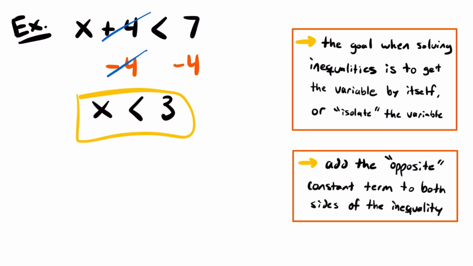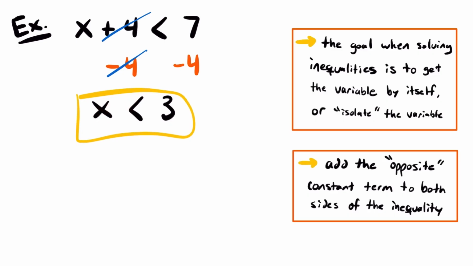And so you could check that out if you wanted to. You could pick a number less than 3, such as 2, and plug that in for x. 2 plus 4 would be 6, and 6 is less than 7, so that would be a true statement. And then if you went the other way, if you picked a number bigger than 3, let's say 4, then the statement should be false, because the solution set does not include 4. It only includes values of x less than 3.